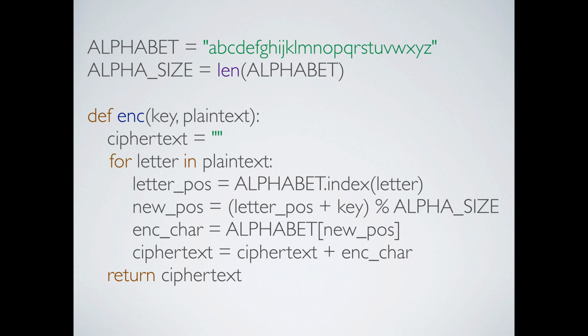So then, finally, we can just return ciphertext, because again, that's kind of the whole point of this function: to figure out what the ciphertext is, and to give it back to whatever part of the program called our function in the first place.